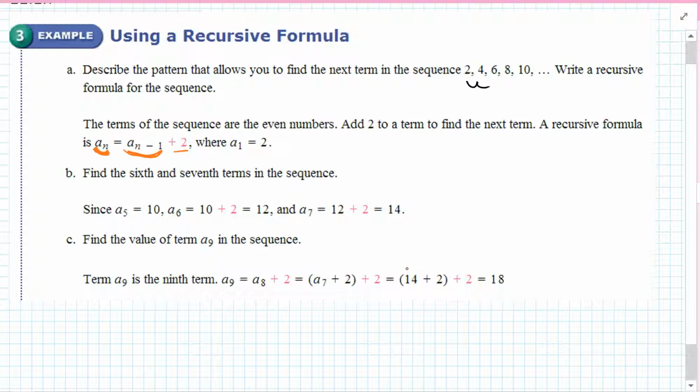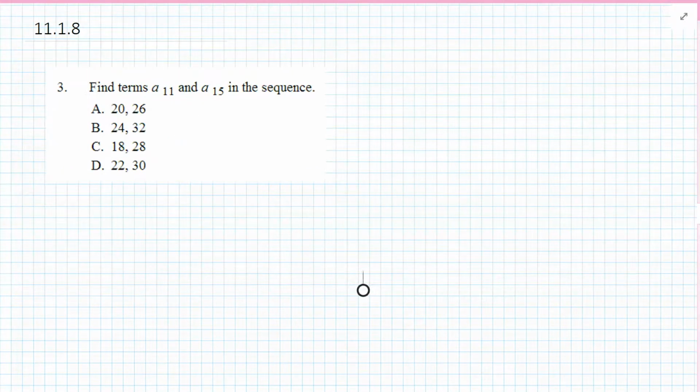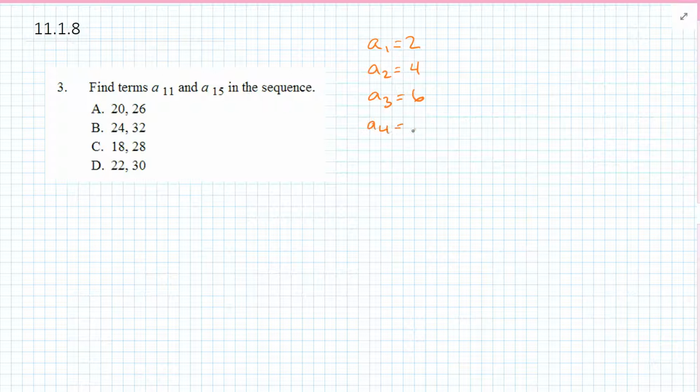Okay, so the recursive formula has some benefit, but as you can see, it could be tedious because there would be a quicker way to do this. So find the terms a11 and a15 in the sequence. Well, we're going up every 2, so if I know a1 equals 2, a2 equals 4, a3 equals 6, a4 equals 8.